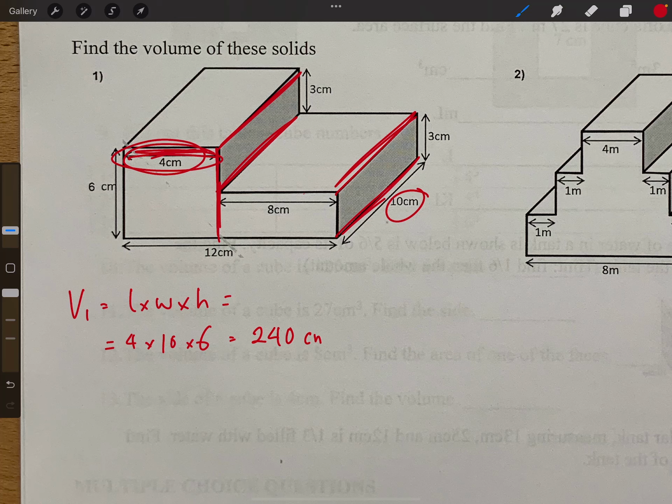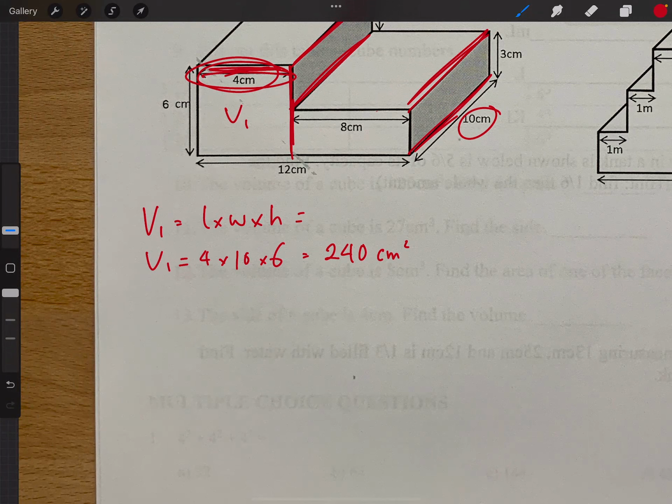Now what's V2? So this is V1. I'm going to call this part V2. So V2 is equal to the same thing, length times width times height. I'm going to call this part the length, and it's given to us to be 8. 8 times width, width is also 10, and height is 3. So 8 times 3 is 24, 24 times 10 is another 240 centimeters cubed.